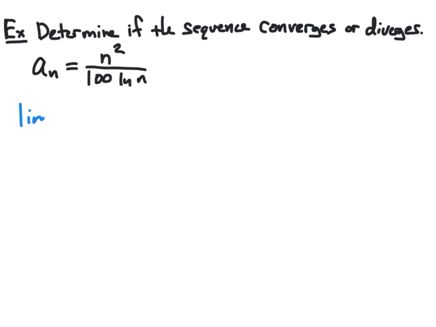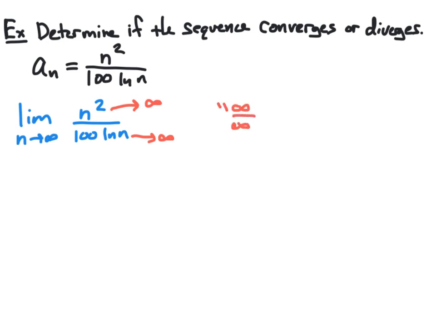So if we go to compute our limit as n goes to infinity of this expression, n squared over 100 natural log n, what we might notice is that in the numerator, n squared will also go to infinity as n goes to infinity. And in the denominator, 100 natural log n, the natural log n will go to infinity as well. And so here we have an example of an expression with an infinity over infinity indeterminate form. And so we're going to apply L'Hopital's rule to this expression.